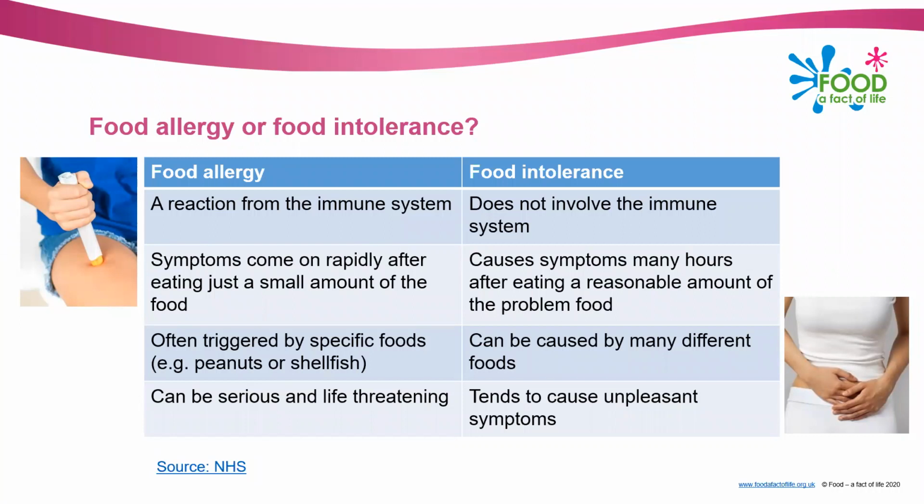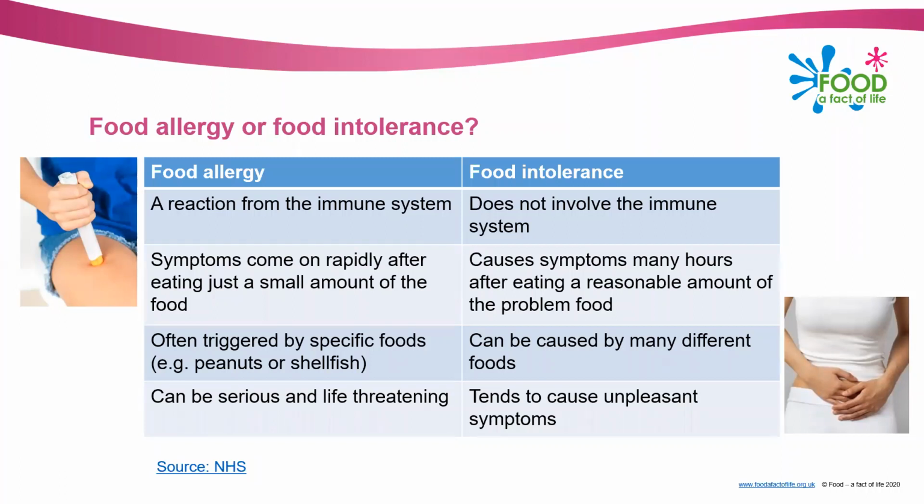The other difference is really around symptoms, and there are two parts to this. One is about the onset of the symptoms. For a food allergy, these can come on rapidly after eating just a small amount of the food. Food intolerance causes symptoms many hours after eating a reasonable amount of the problem food. I think this is what we can understand just from the things we see. With something like a peanut allergy, if you've been on an aeroplane or on some public transport, it's recommended that if there's someone on the flight who has a peanut allergy, they stop other people on the flight even having any peanuts on them.